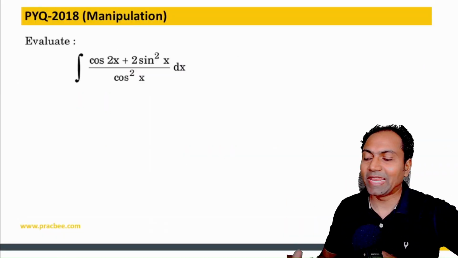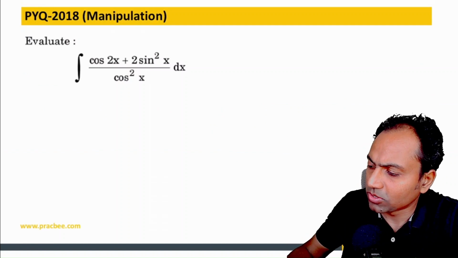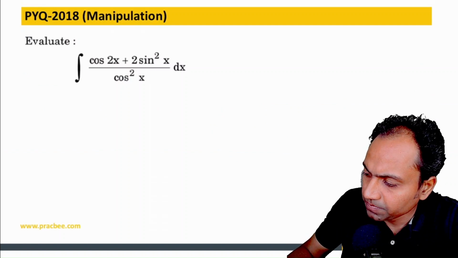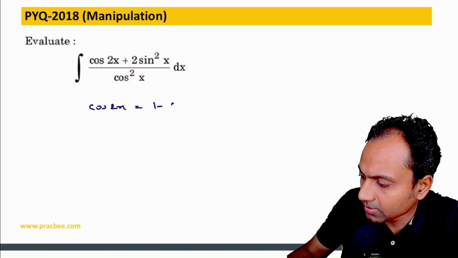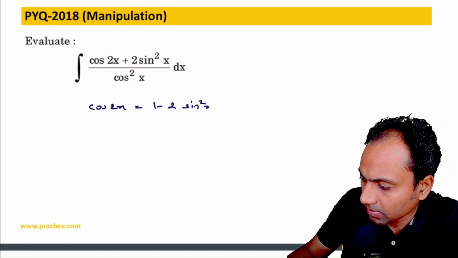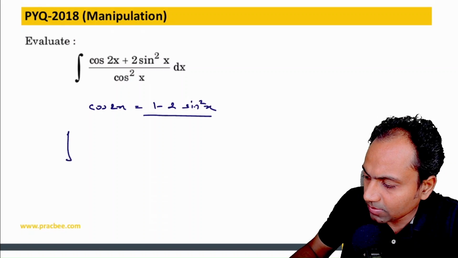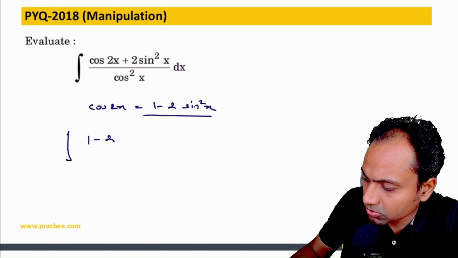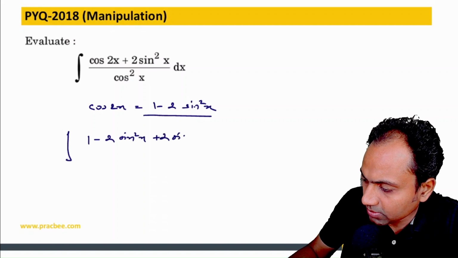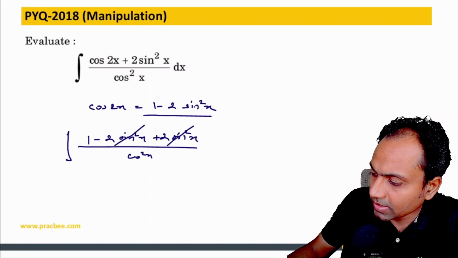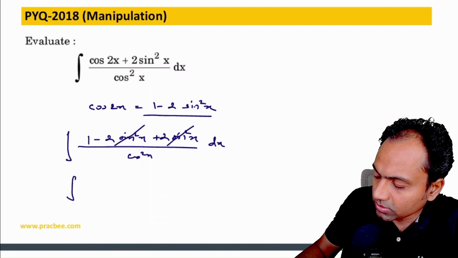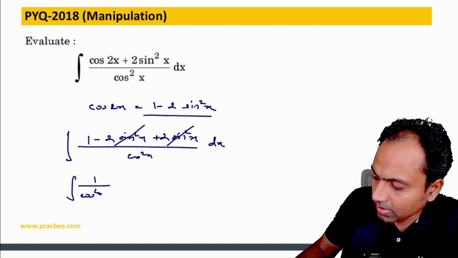Now this 2018 question is based on basic manipulation and basic identity. So in this question, if I put cos 2x as nothing but 1 minus 2 sine square x, this question will get solved because in numerator we will have 1 minus 2 sine square x, and then we have 2 sine square x divided by cos square x. So we can see that these terms will get cancelled out, and as a result what is left is 1 by cos square x dx.